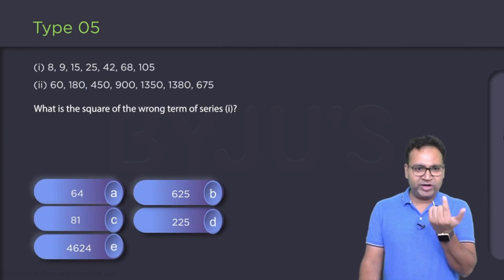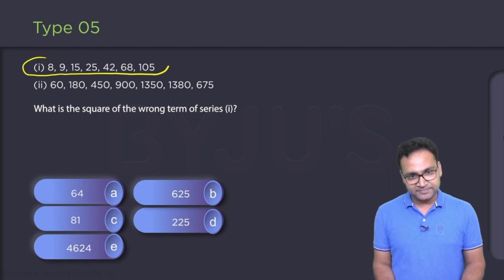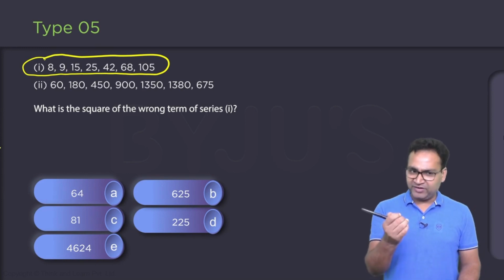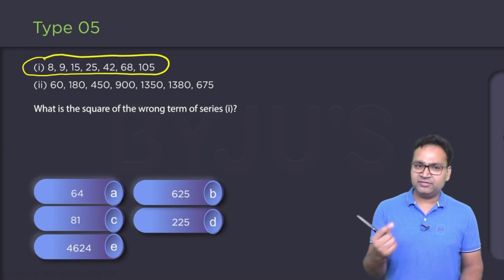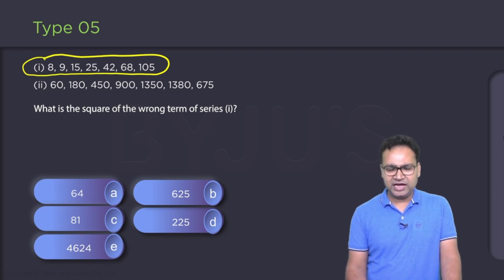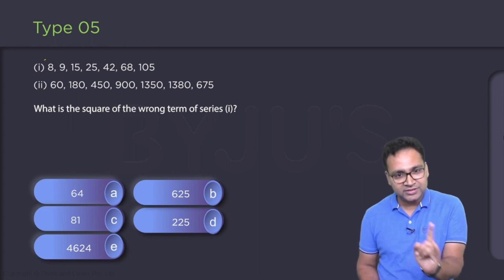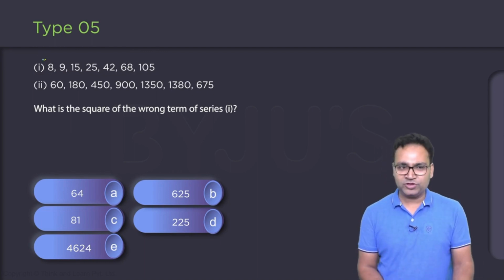Instead of decoding these wrong number series, let's see the question. They are saying find the square of the wrong term of series 1. So we have to decode the first series, identify the wrong number of that series, and then square that number. If I look at the first series, anyone can help me? Think about it. I'm giving you 2-3 seconds to look over it, and then I'm going to teach you. Since this question is talking about only series 1, we will only focus on series 1.